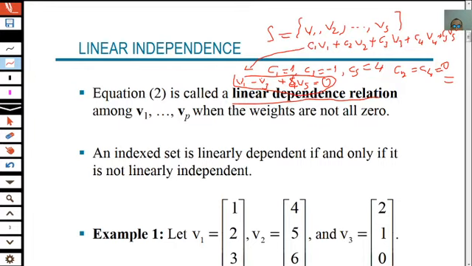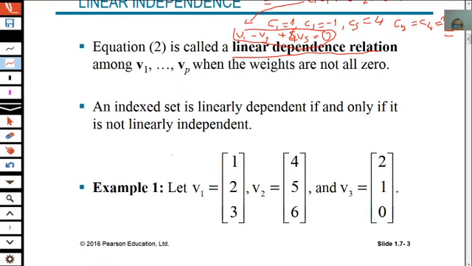But if we find all of them as 0, namely c1, c2, ..., c5 are equal to 0, this is the trivial solution of the system, so we say it is linearly independent. This set is linearly independent.